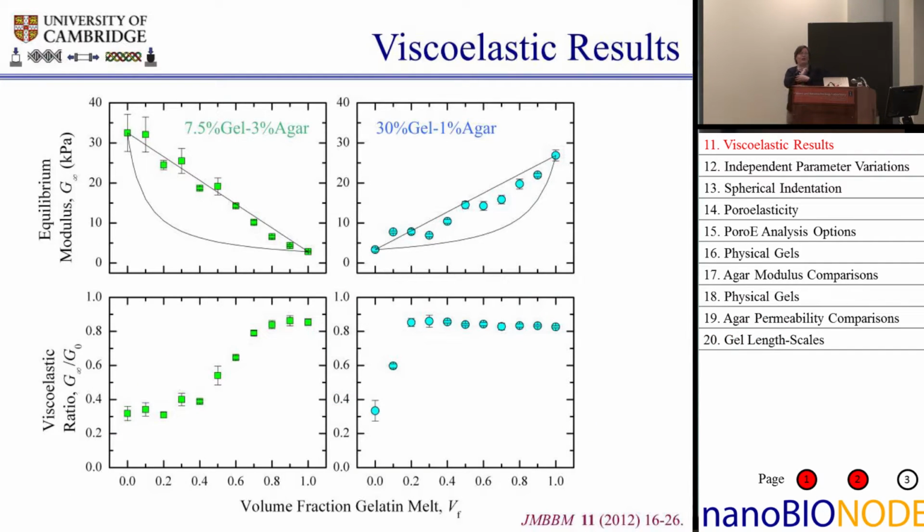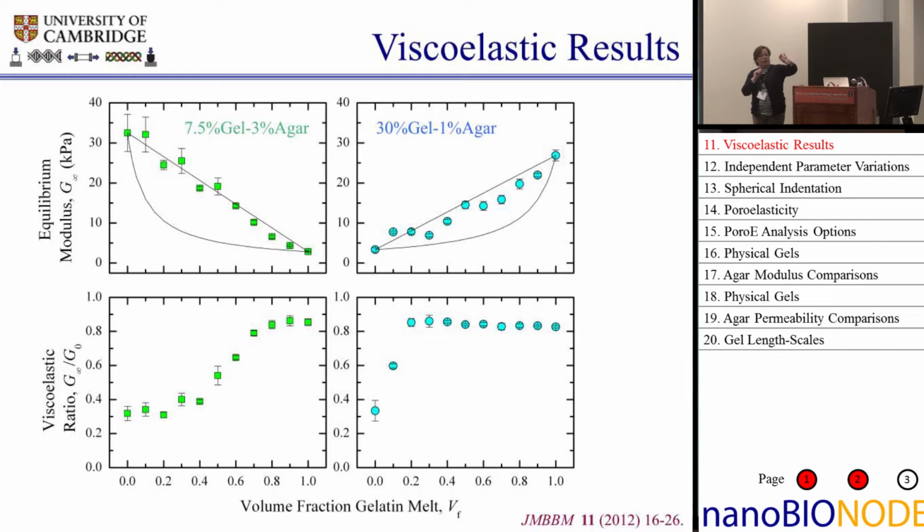So if we plot the equilibrium modulus on the top, and remember that these two gels were picked so as to be kind of in the same range of equilibrium modulus, and then we plot this viscoelastic ratio on the bottom, what you can see is that in going from about the same place to the same place about linearly across the range of these compositions, in both cases, where the gelatin is the stiff component and where the agar is the stiff component, it looks very nice and mirrors the behavior, but actually we see a huge difference in the viscoelastic behavior.